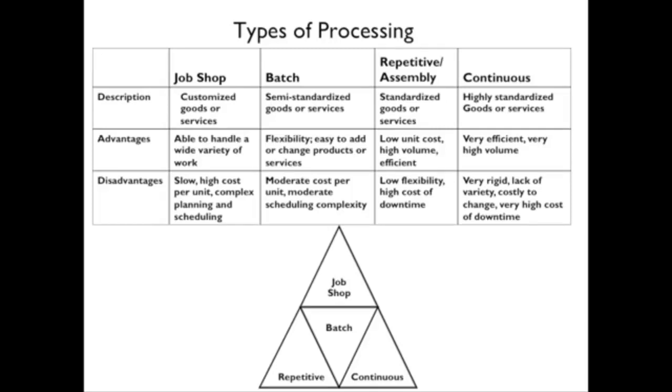And then continuous. This is highly standardized goods or services. It's very efficient and very high volume. It's very rigid, lack of variety. It's costly to change and very high cost of downtime. So those are the types of processing.